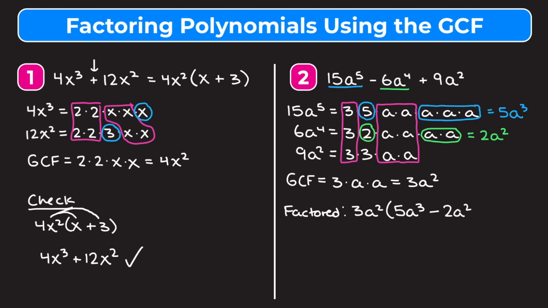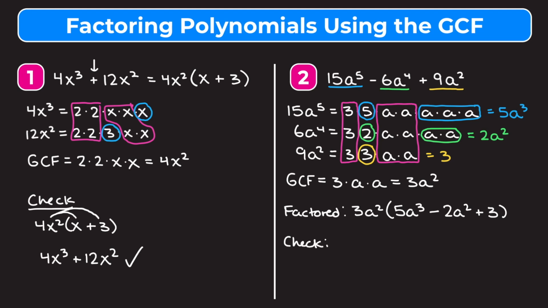And then finally, let's see what we're left with for this 9a squared. So we're just left with a 3. We pulled out everything else. So we'll just write 3. So we have a positive 3 because we had a plus 9a squared. So this is what we get as our factored form, and now we're just going to check.